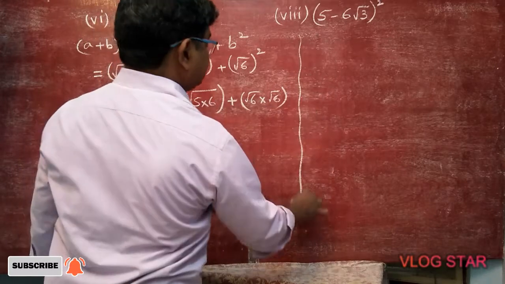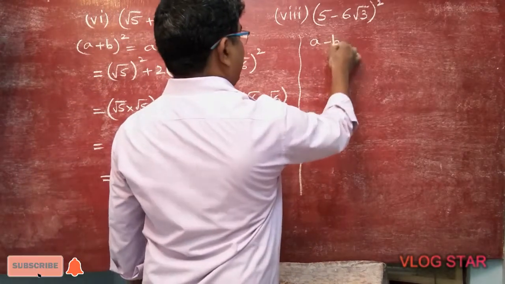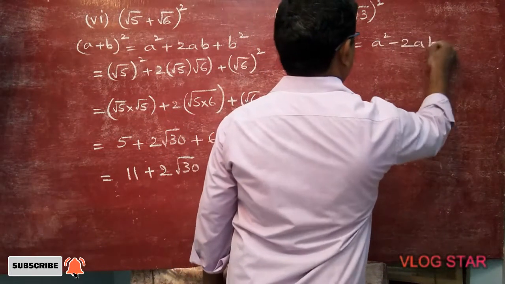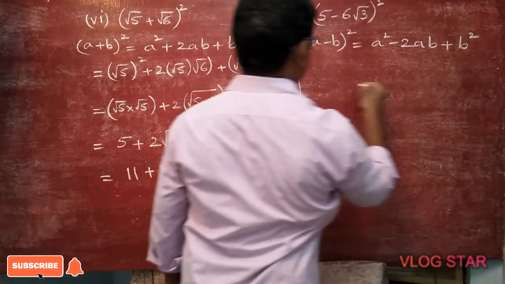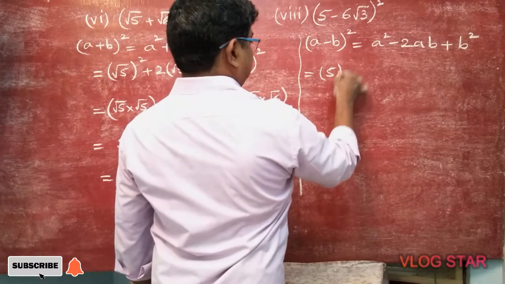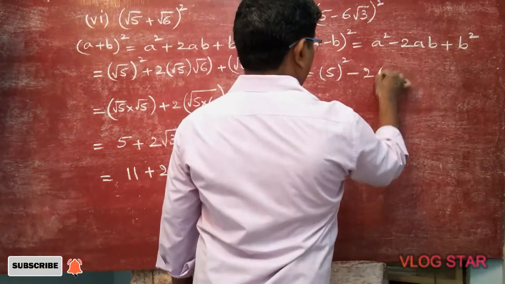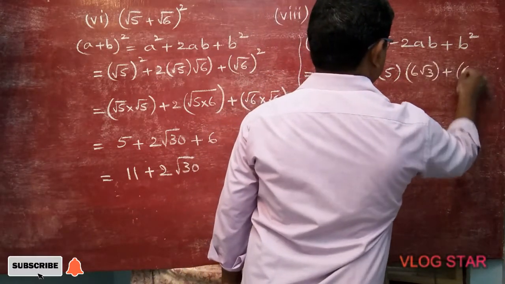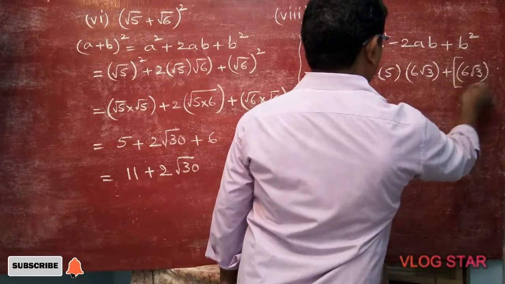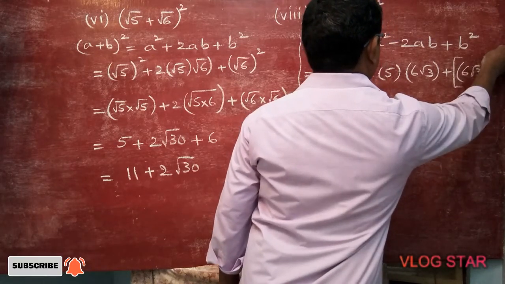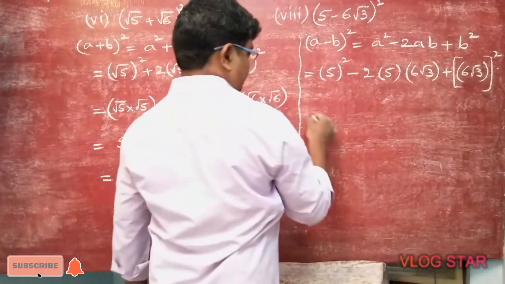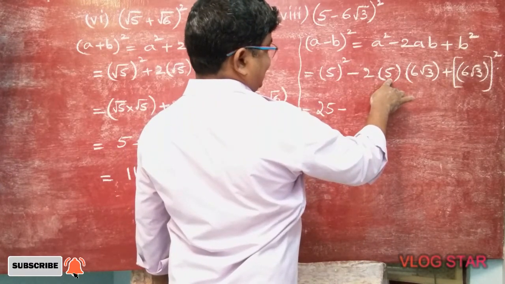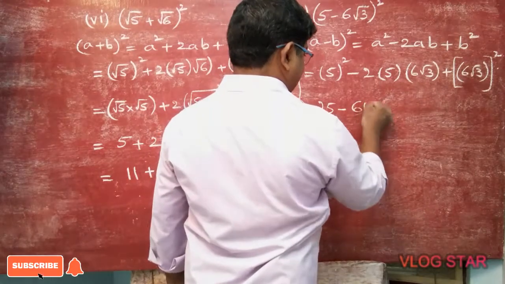Coming to the next, eighth one. It is in the form of (a minus b) whole square. That is equal to a square minus 2ab plus b square. So 5 square minus 2ab plus b square, 6 root 3 whole square. Here you got to be careful. Now 5 5s are 25 minus 2 5s are 10, 10 6s are 60, 60 root 3.